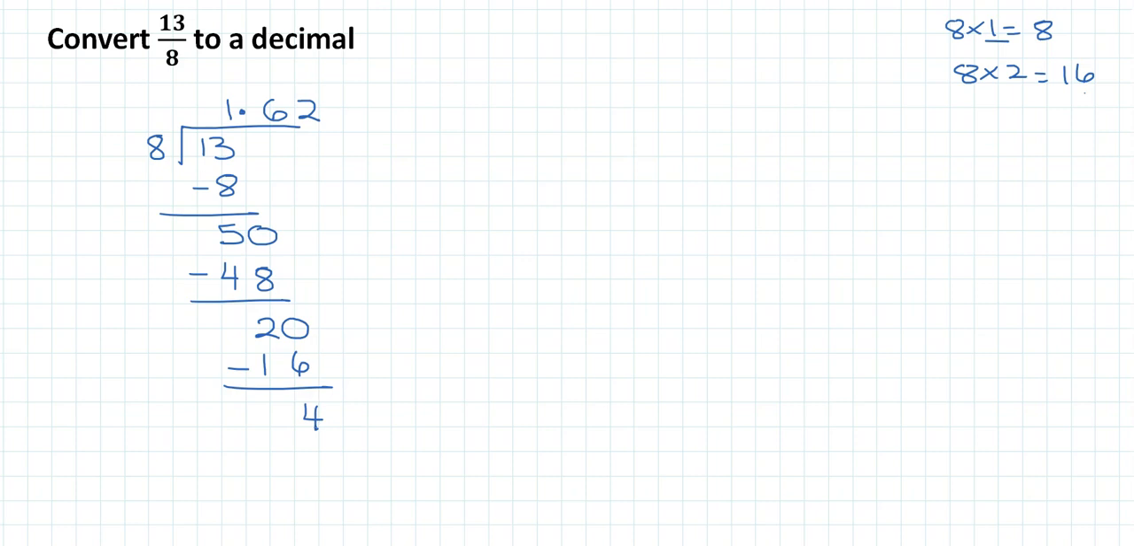Now 4 divided by 8, the decimal allows us to make this 40. 40 divided by 8, we have 5. 5 multiplied by 8, we have 40. So that we can subtract, and then we have a 0. So 13 divided by 8 is equal to 1.625.